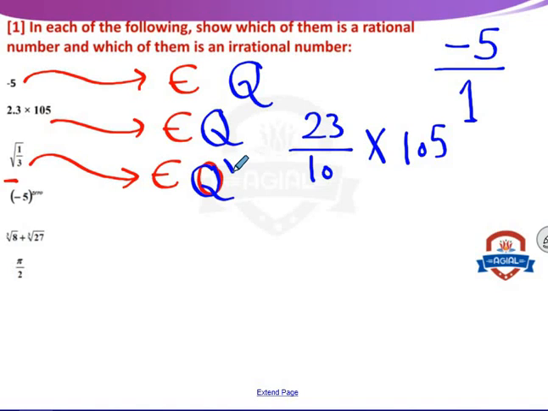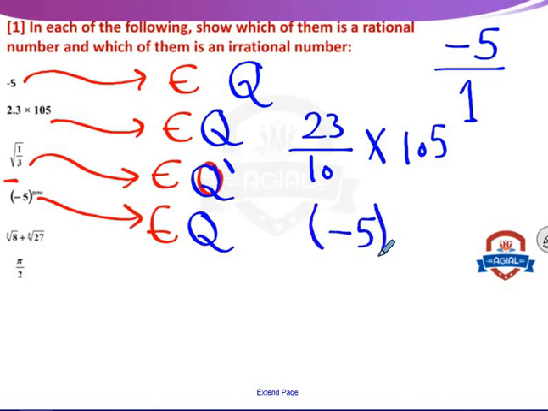-5 to the power of 0. Does it belong to Q or Q dash? It belongs to Q. Why Q? Because -5 to the power of 0 will be 1. And 1, can you write 1? You can write 1 over 1. So it's a rational number, okay?